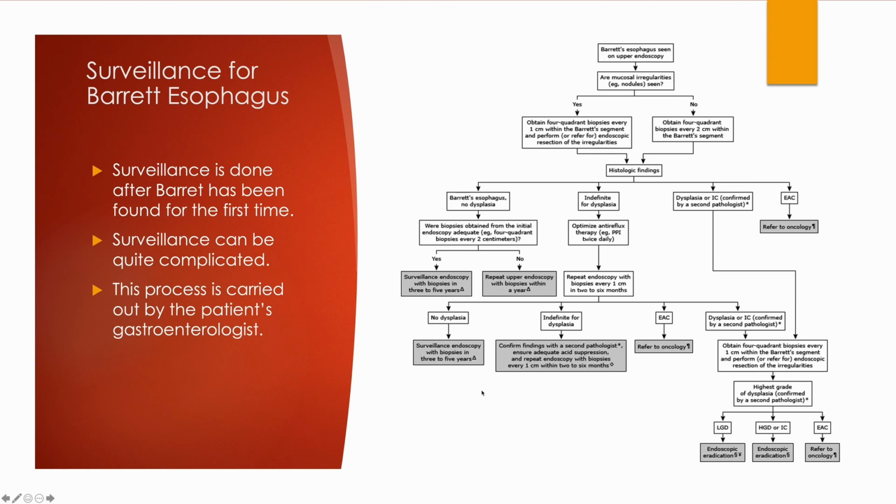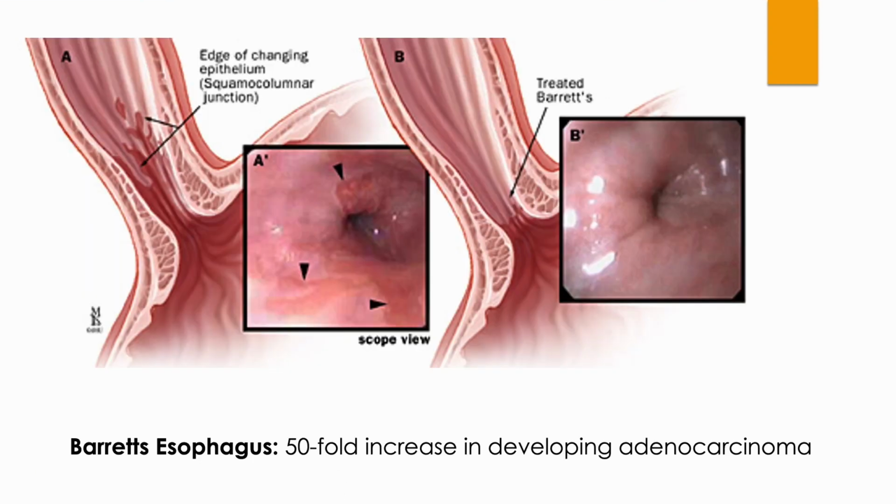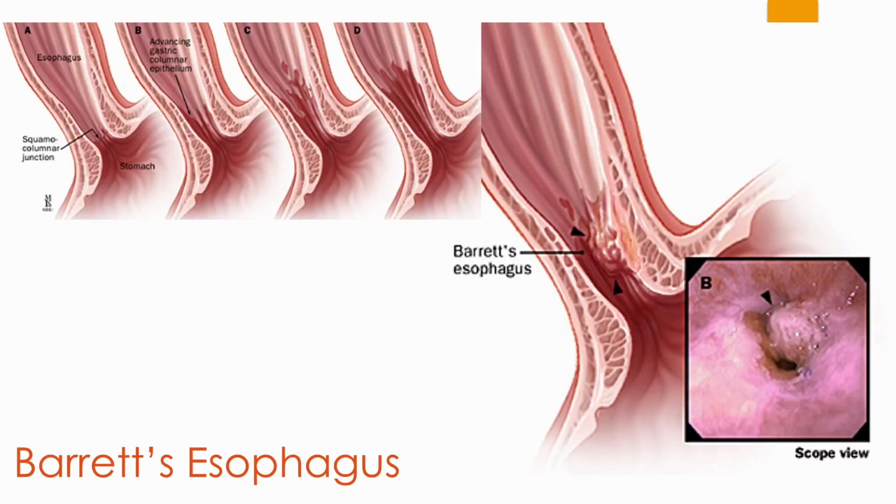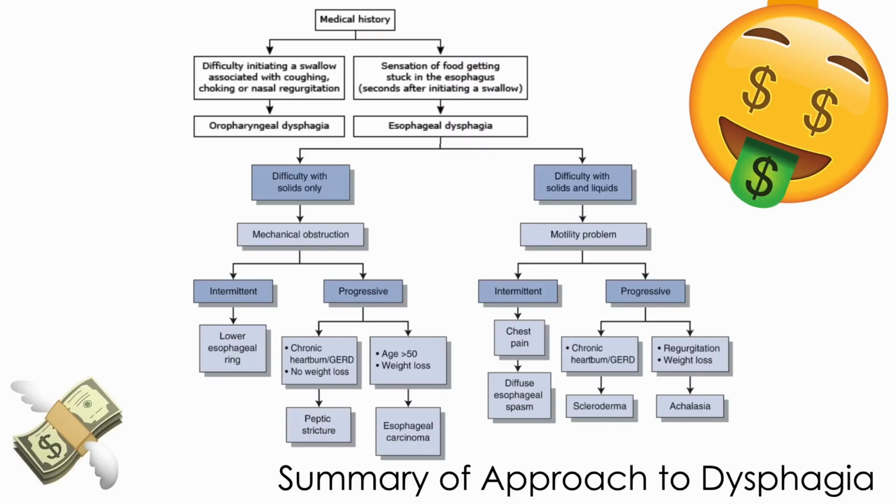All right, I'm not going to go into depth with this here. You actually have a 50-fold increase in developing adenocarcinoma with Barrett's. That's why it's so important to continue surveilling these patients. So we've essentially done dysphagia.